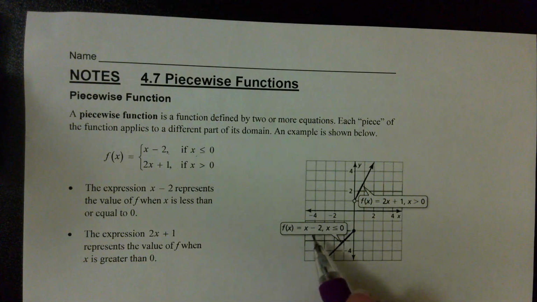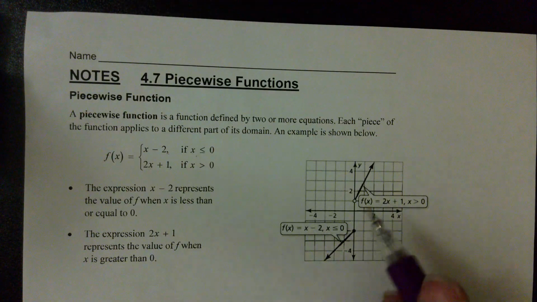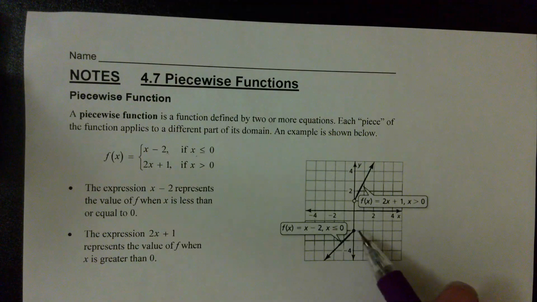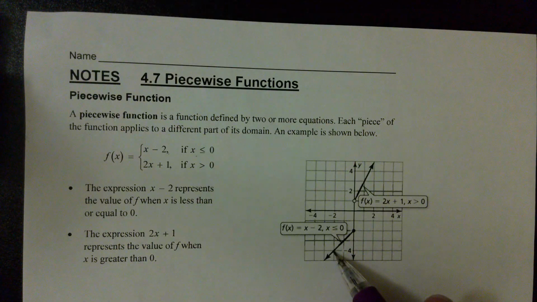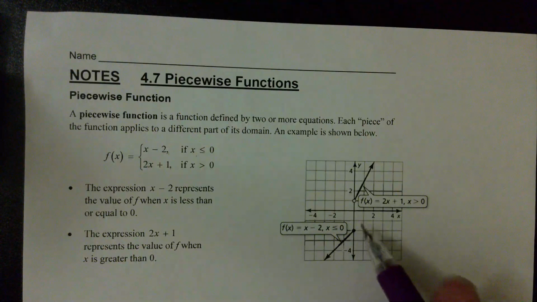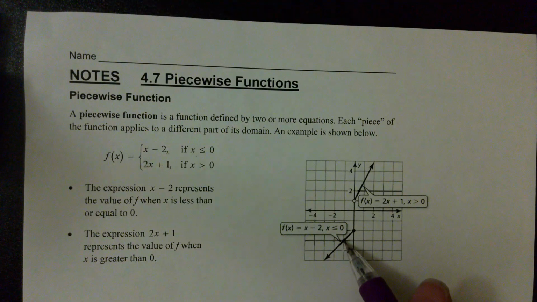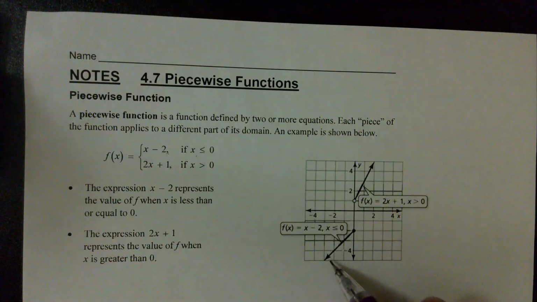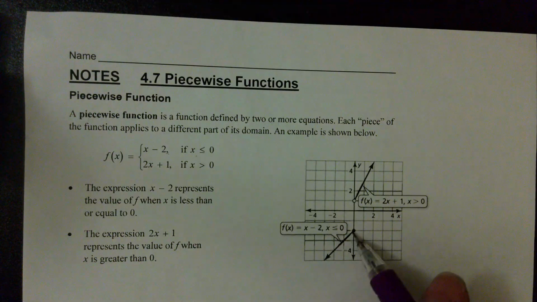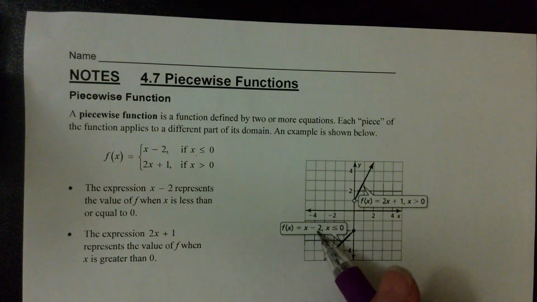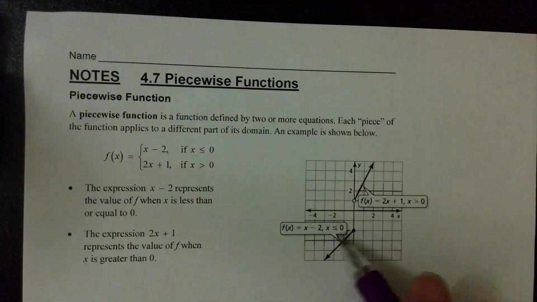Okay, and so this is a line. Hopefully you recognize that it has a slope of 1 and a y-intercept of negative 2. So here's our y-intercept of negative 2, and we can see that this function has a slope of 1. Rise 1, run 1, up 1, right 1, or equivalently down 1, left 1 would be negative 1 over negative 1, which would also give us a slope of 1. And you'll notice this piece of the graph, this f of x equals x minus 2, is only graphed for when x is less than or equal to 0.